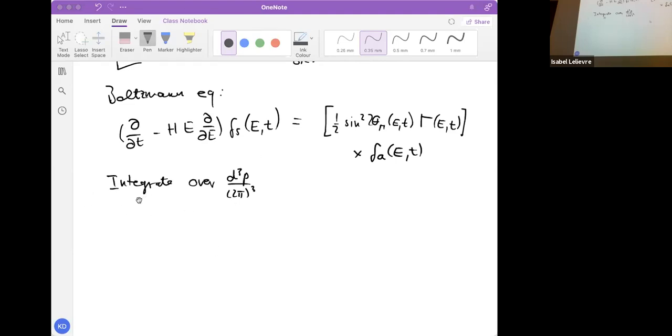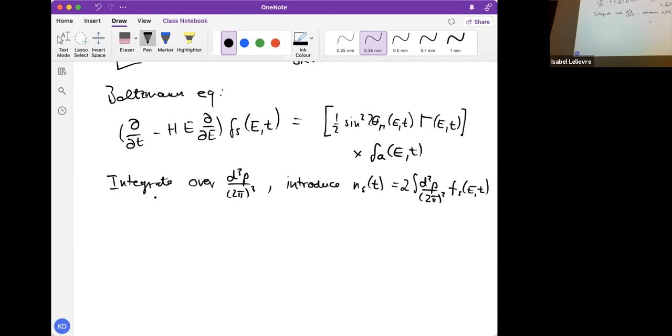So we are going to introduce the number density, which is n_s of t, so the sterile neutrino number density is 2. There's a factor of 2 because there are particles and antiparticles. Integral d^3p over (2 pi)^3 times f_s of E and T.